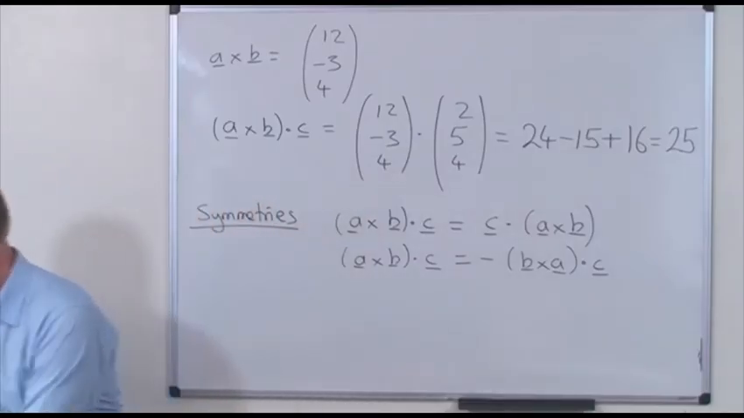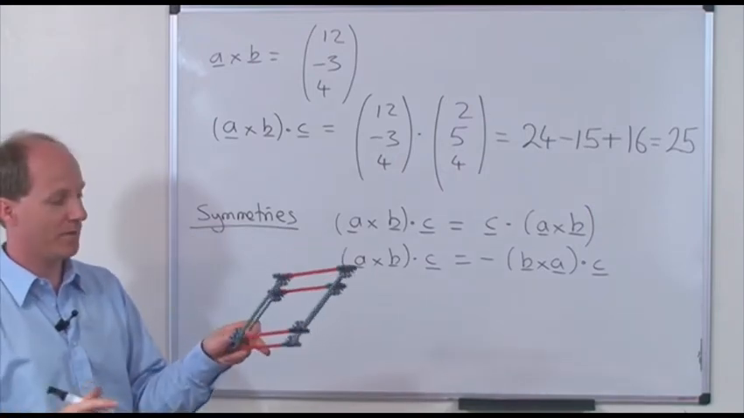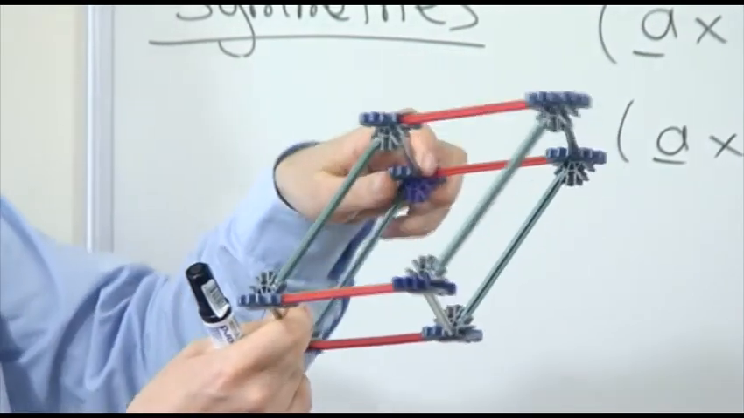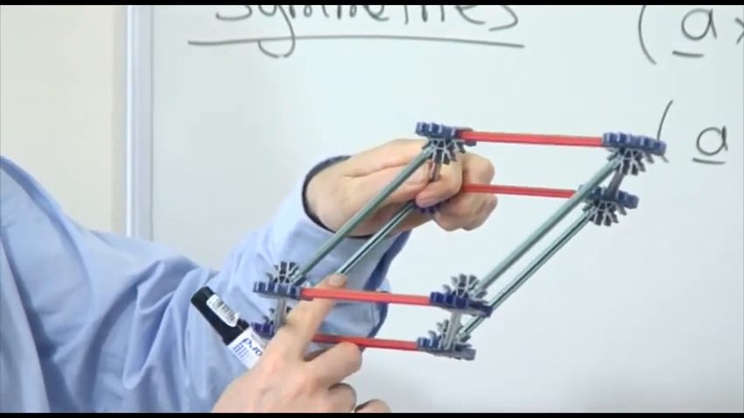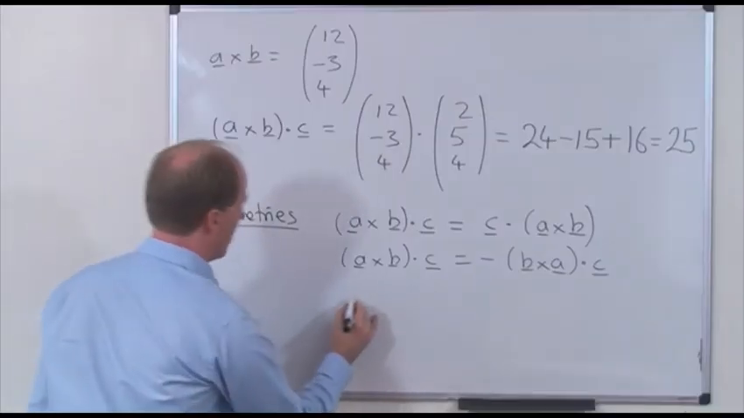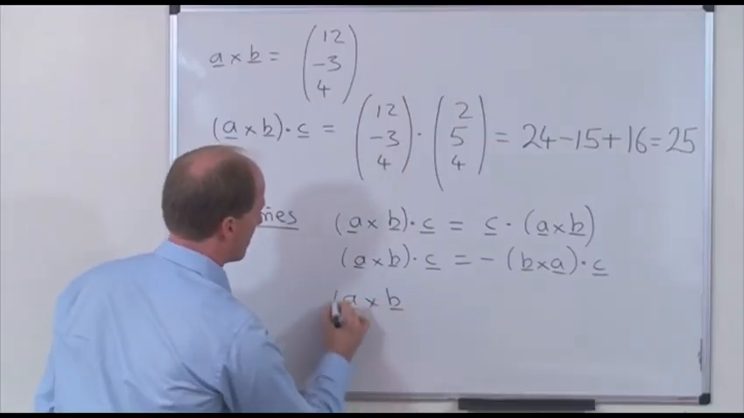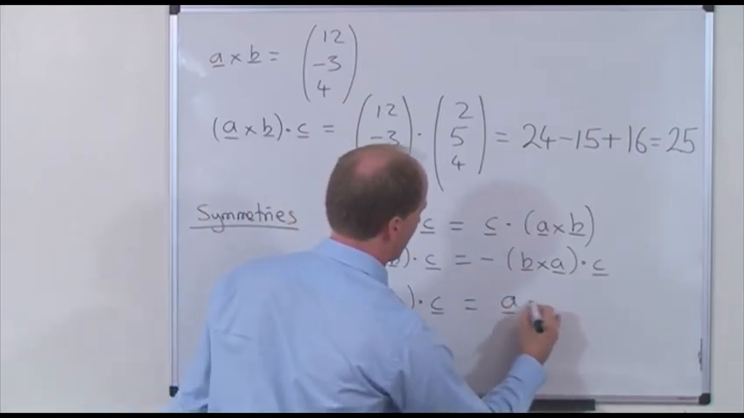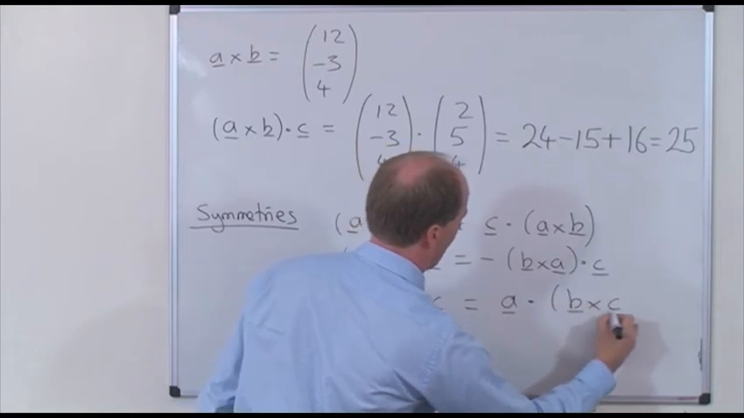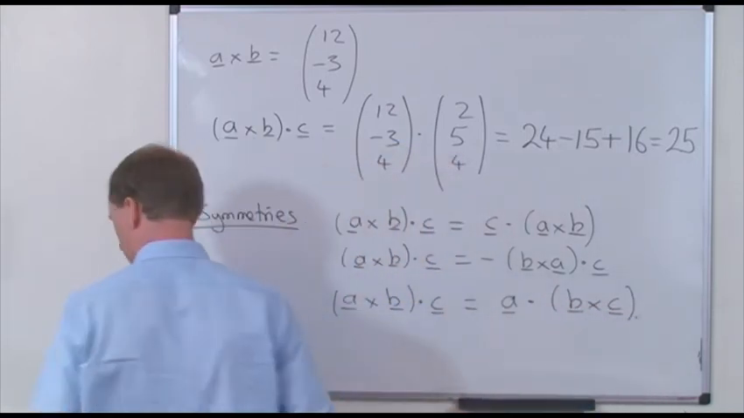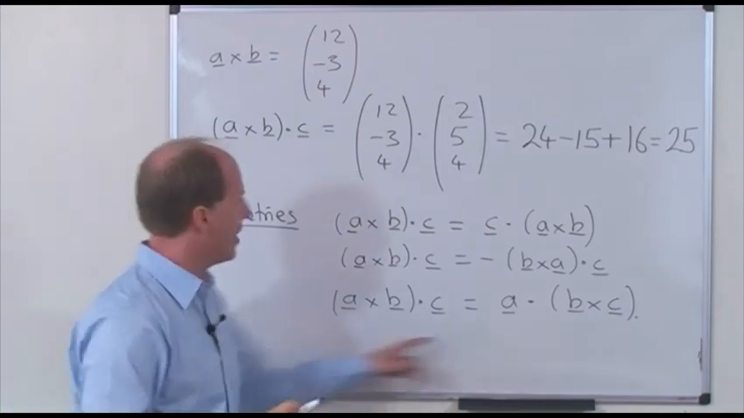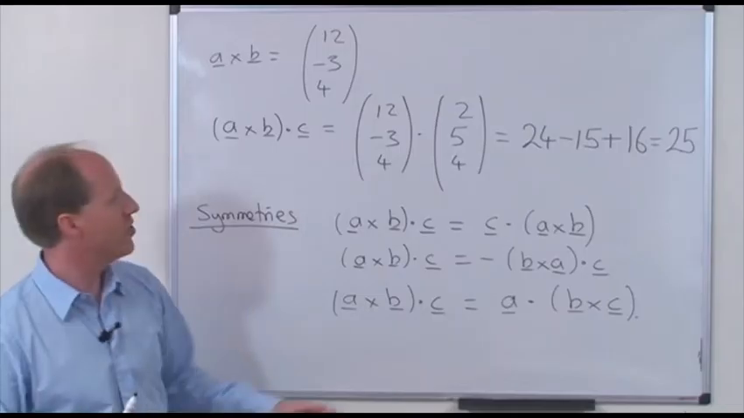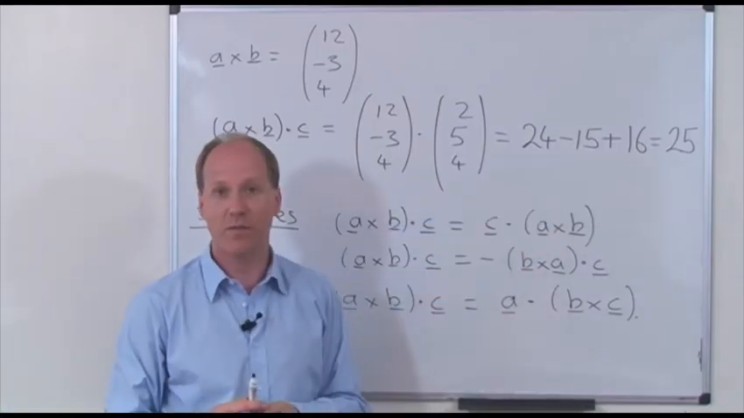Finally, there's a symmetry that comes from the parallelepiped itself. Originally, I took the base to be A cross B. However, I could equally well take the base to be B cross C, and so we have that A cross B dot C is the same as A dotted with B cross C. Now to check this last identity, we can calculate A dot B cross C and show that it's equal to 25 as we found before.